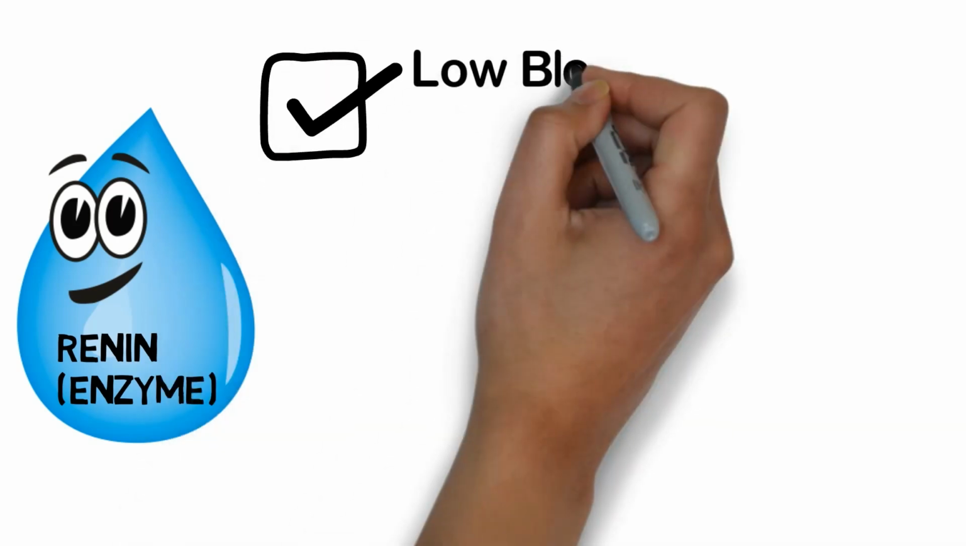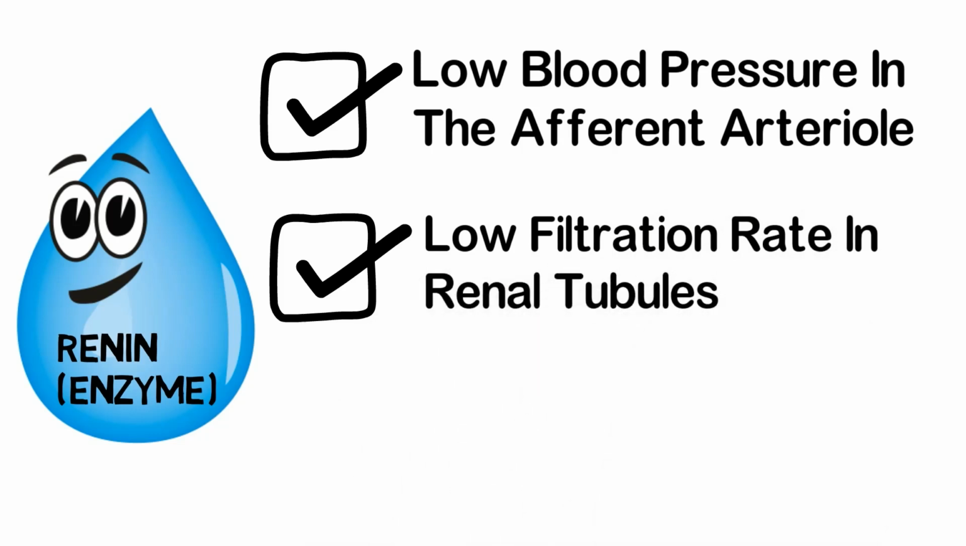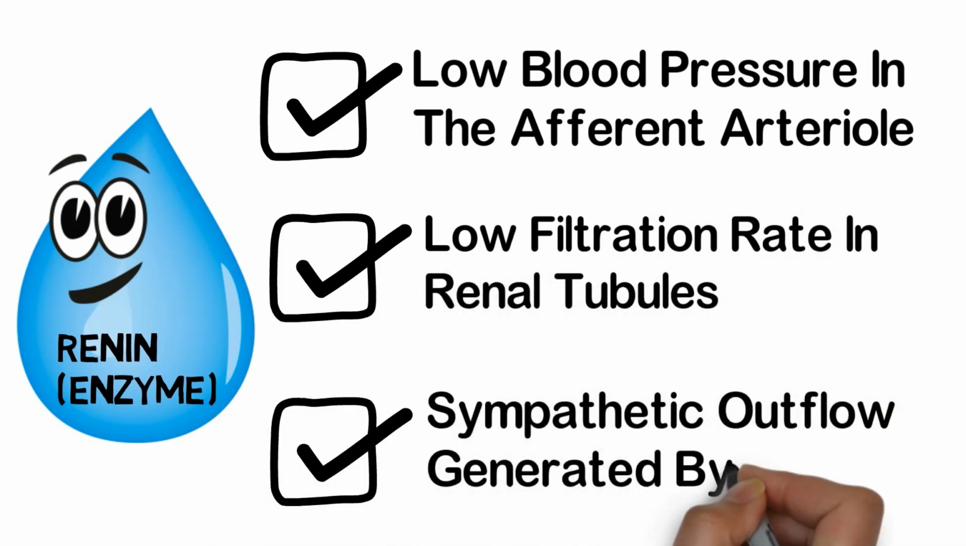So finally, we have our enzyme renin in three ways: for low blood pressure in the afferent arteriole, for low filtration rate in the renal tubules, and for sympathetic outflow generated by our central nervous system.